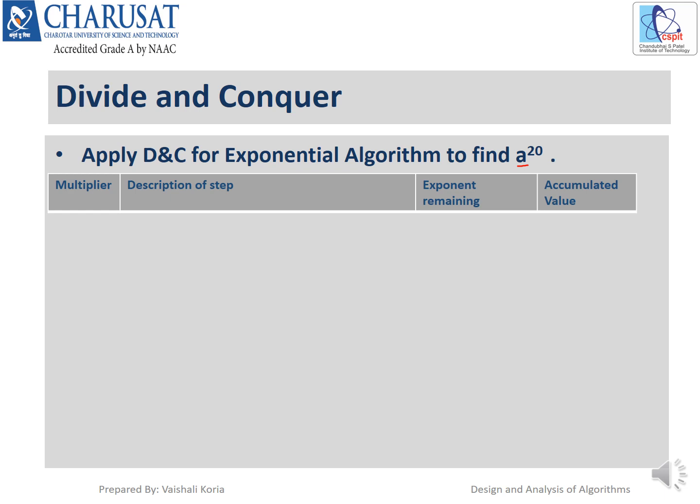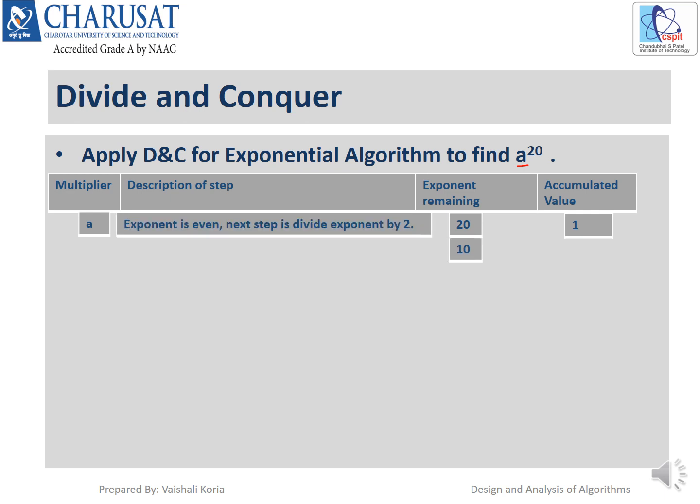So we'll start the algorithm. So first, right now our multiplier is a, exponent is 20, and the answer is 1. Now the next step is based on the exponent. You can see here that exponent is 20, which is an even number. So whenever there is an even number, we have to divide the exponent by 2. So now the exponent is 10, and at the same time we have to multiply the multiplier with itself. That means now multiplier is a raised to 2. So that is the step when the exponent is even.